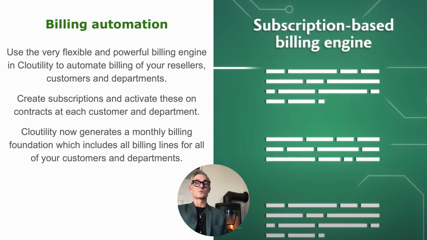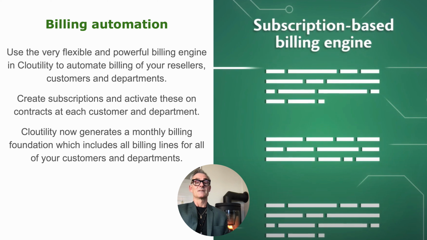Once you have created your subscriptions, you need to create contracts in Cloutility for each customer. In these contracts, you activate the subscription or subscriptions that match the pricing terms you have in place with each customer. Now Cloutility automatically generates a monthly billing output which contains all billing lines nicely organized per customer.